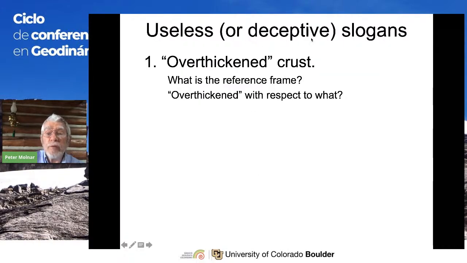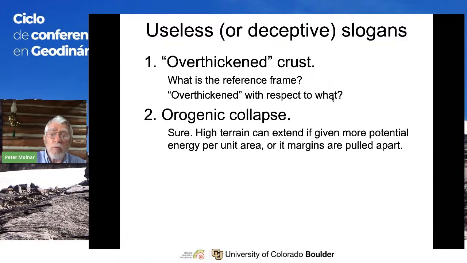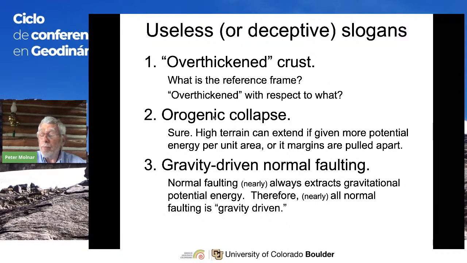And so a bunch of what I would call deceptive or useless slogans: over-thickened crust. Well, what's the reference frame? Over-thickened with respect to what? It's merely thickened. When I read over-thickened, I think the people who've written the words don't understand. Orogenic collapse. Of course, high terrain can extend because it's got more potential energy per unit area than the lowlands. But you can also have a region extend if the margins are pulled apart. This is a slogan that belies a misunderstanding of how mountain ranges are built and how they might be destroyed.